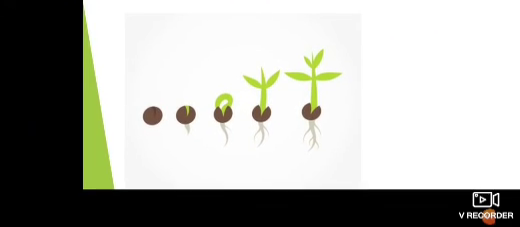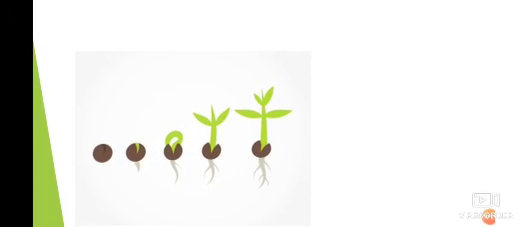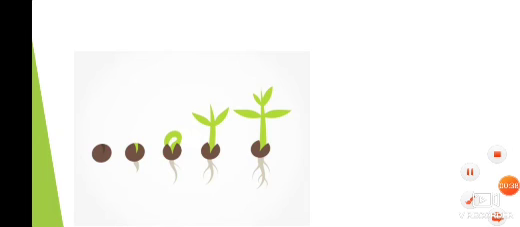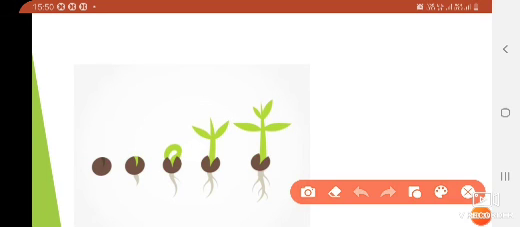Students, as we all know, what is a seed? Seeds are found in different shapes and sizes. Here a hard part is present and then it converts into the seedling and also the sapling. So this is our seed, this is our radicle, this is our plumule.